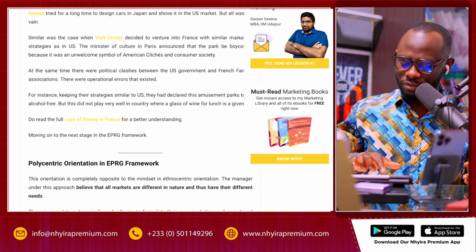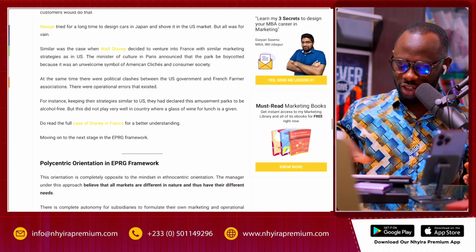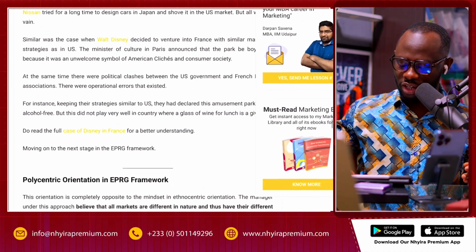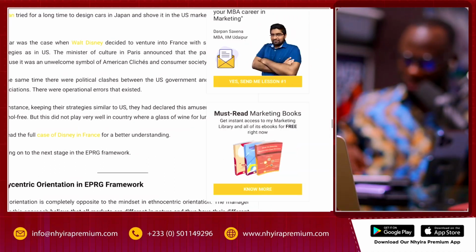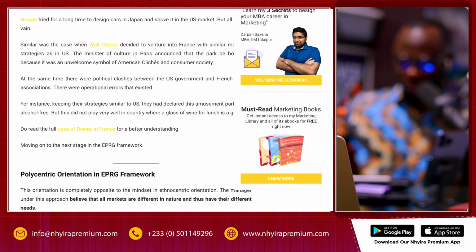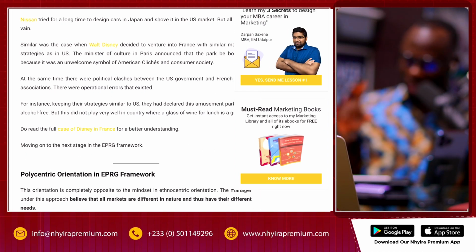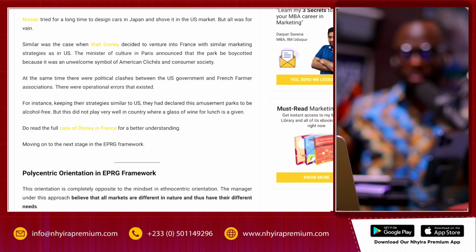Then, at the same time, there were political clashes between the US government and French associates. There were operational errors that existed. For instance, keeping their strategy similar to the US, they had declared this amusement park to be alcohol free. But this did not play very well in countries where a glass of wine for lunch is a given.